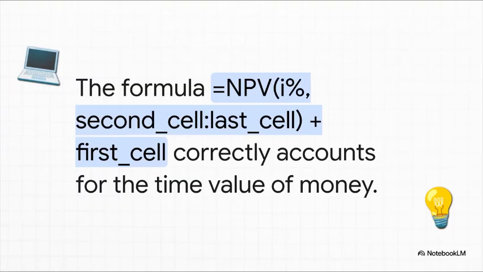Okay, there's one really important quirk you have to know about the net present value, or NPV function. It's kind of weird. It assumes the first cash flow in the range you give it is at the end of period 1, so it can't handle a time 0 cash flow. You have to handle that one separately. The correct formula is always NPV of the range starting from year 1, and then you just add the year 0 cash flow cell outside the function.